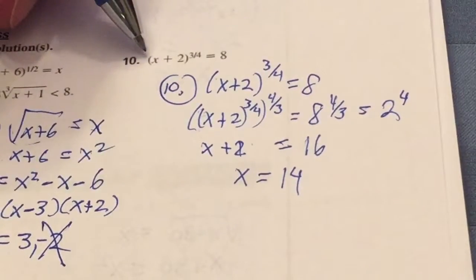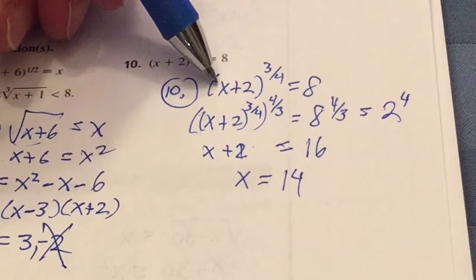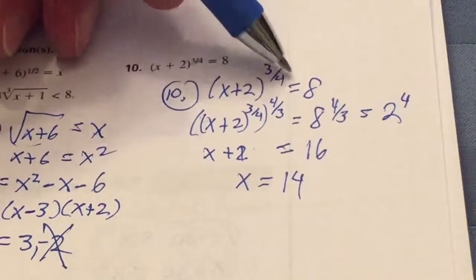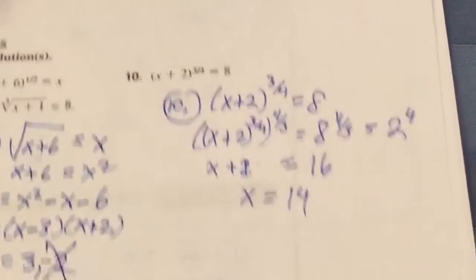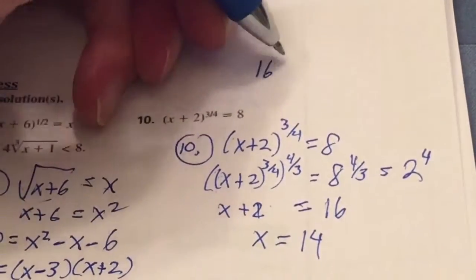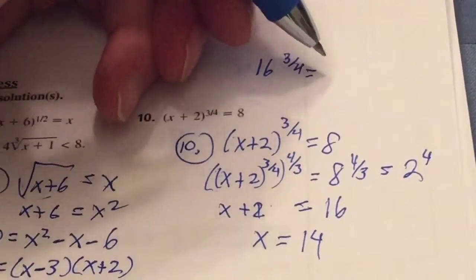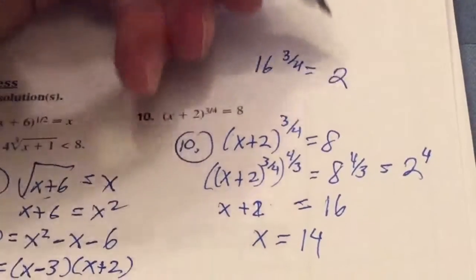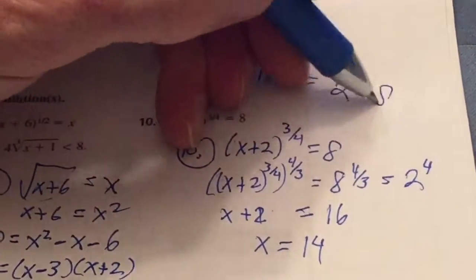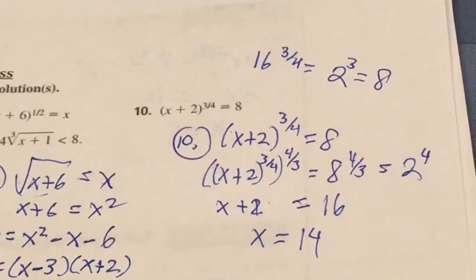And we should check that. So x is 14, so is 16 to the 3/4 power 8? Let me just write that up here. 16 to the 3/4 power would be the 4th root of 16, which is 2. 2 to the 3rd power would be 8. So that answer checks. All right.